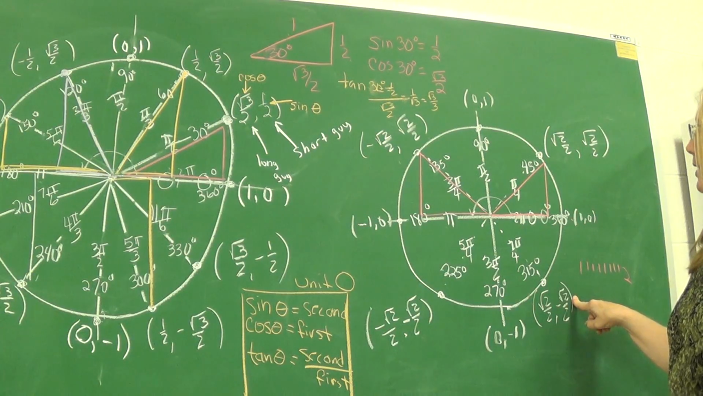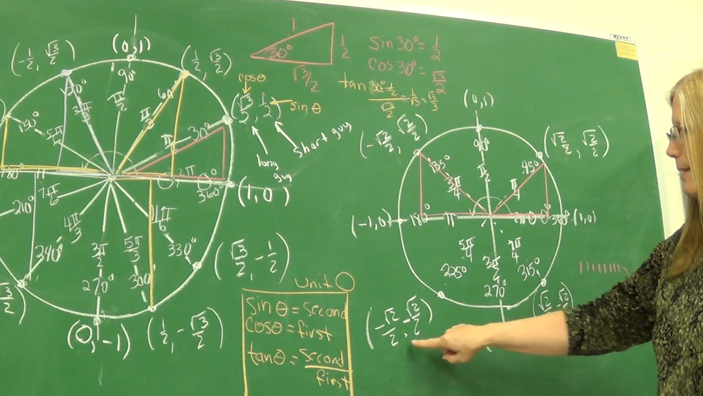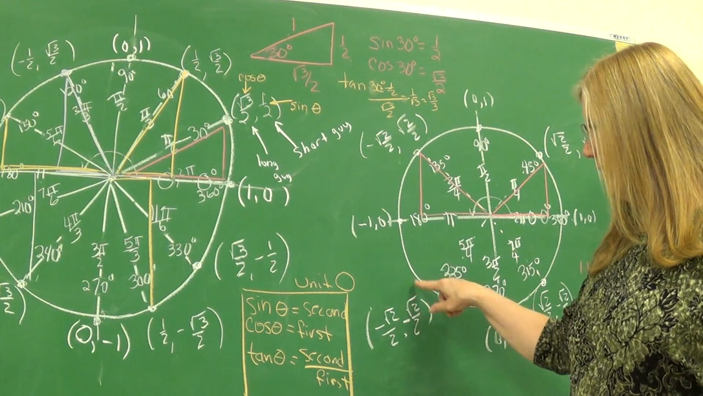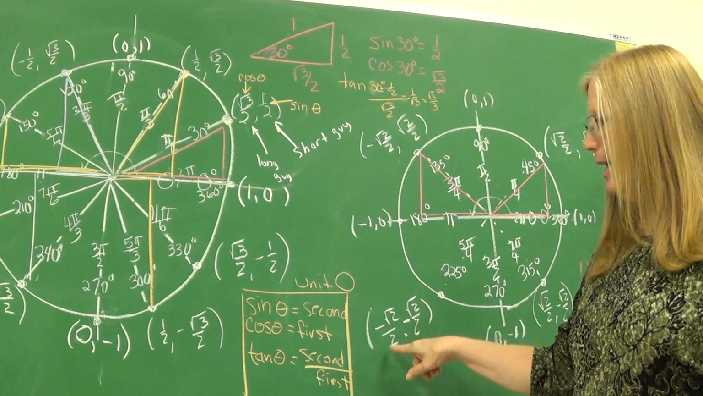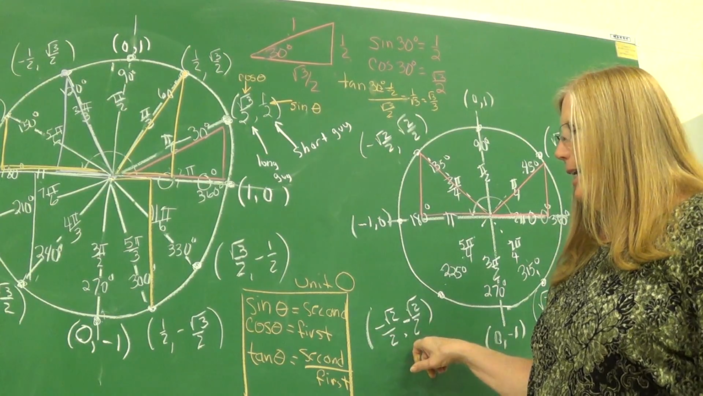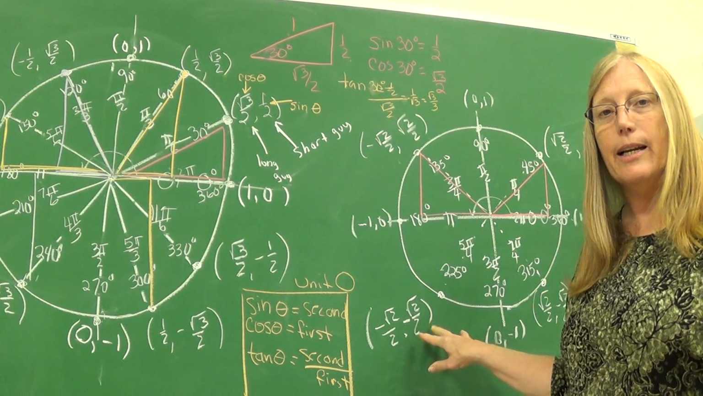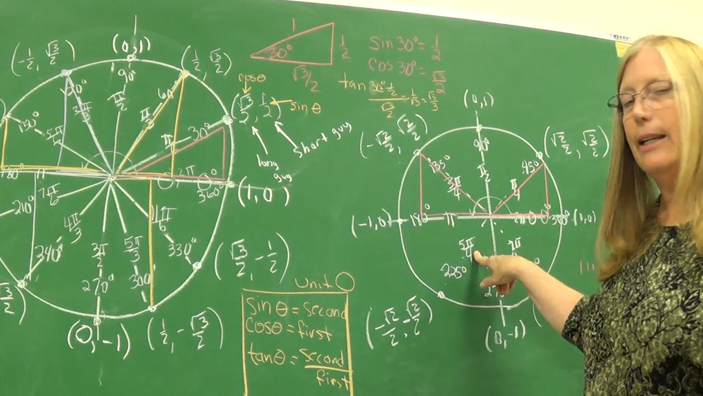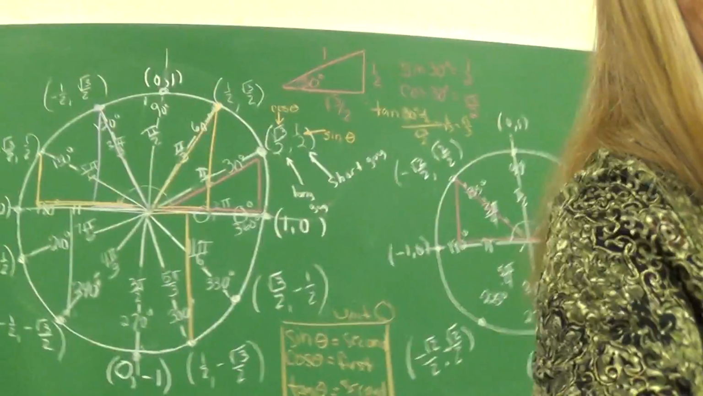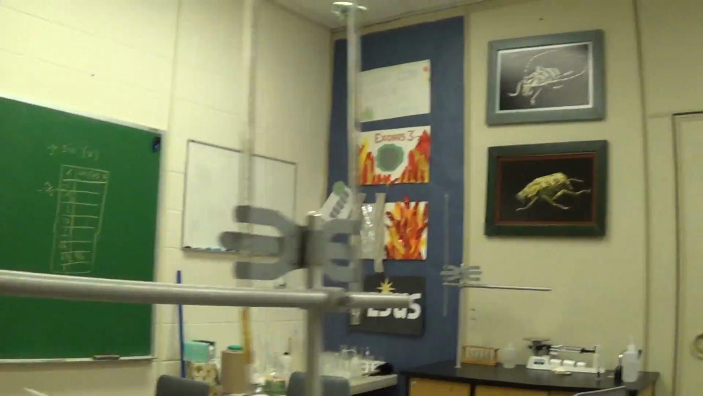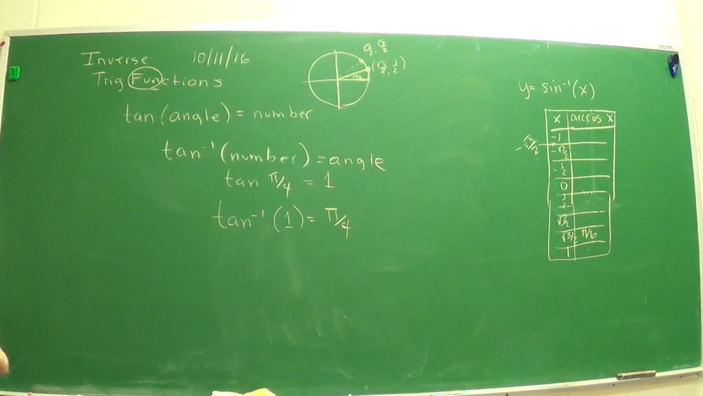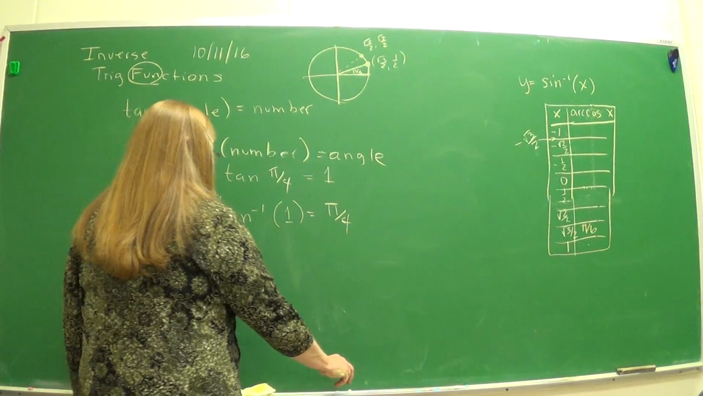Negative square root of 3 over 2. Oh, I messed up. This one back here, negative square root of 2 over 2. The second divided by negative square root of 2 over 2 is equal to 1. So the signs were both negative, but when you divide, you get 1. So we found another spot, and that's 5 pi over 4. So coming back over here, we found another answer to the same problem: 5 pi over 4.